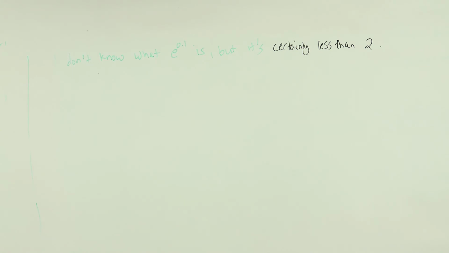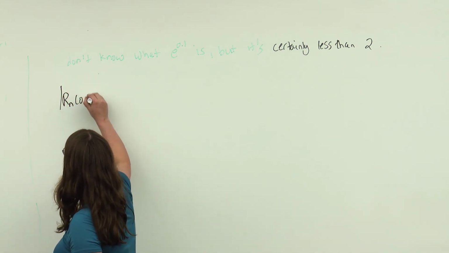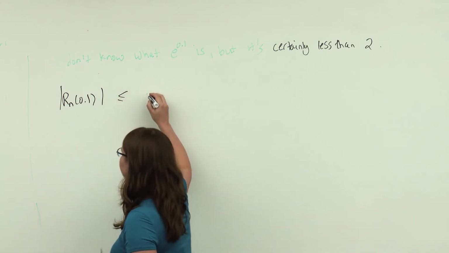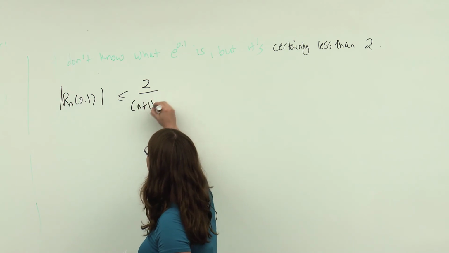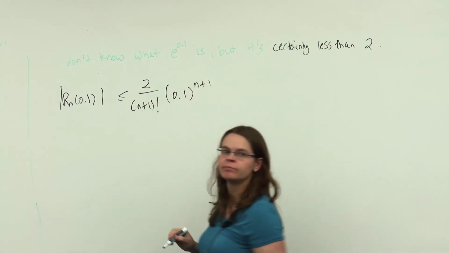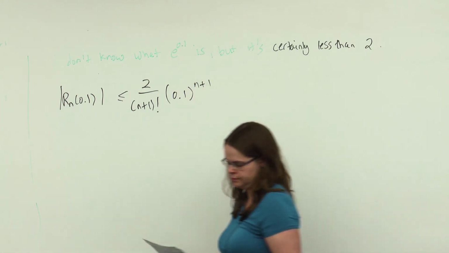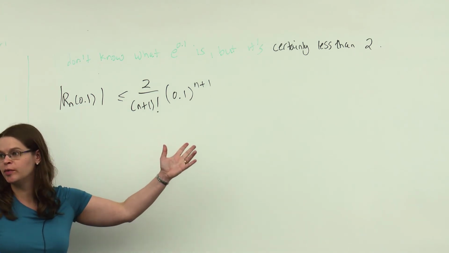Don't get crazy and say 10,000, because you're going to make life harder on your calculator, having to do extra terms. So here we can say for our error bound that Rn of 0.1 is less than or equal to 2, I'm calling that my bound, over n plus 1 factorial times 0.1 to the n plus 1. Okay, the error might be a lot less than this, but it's never going to be more than this.